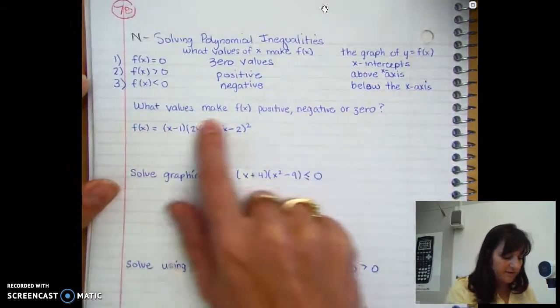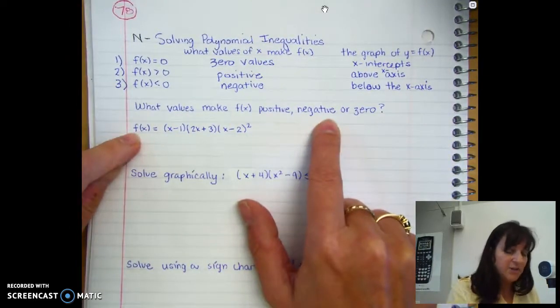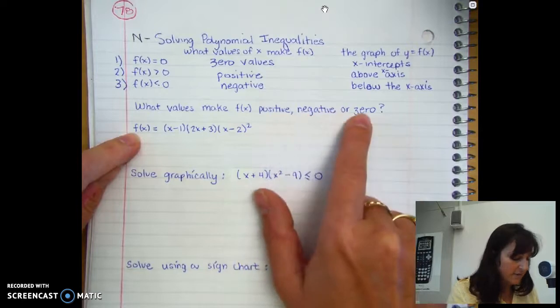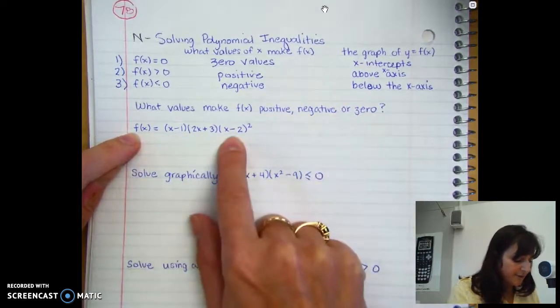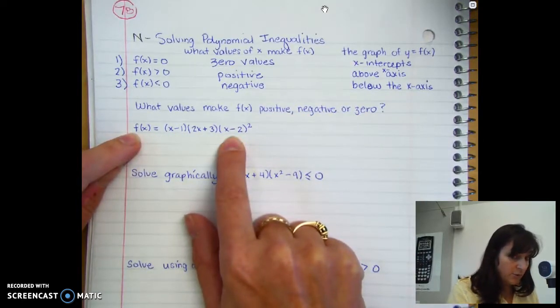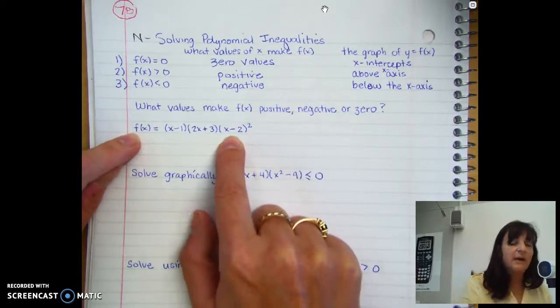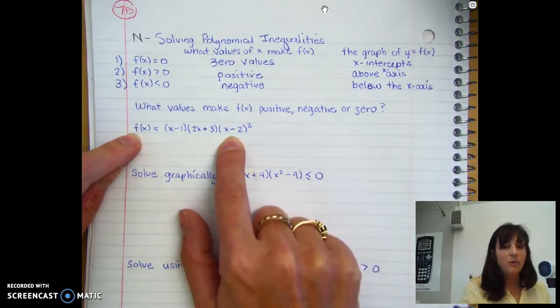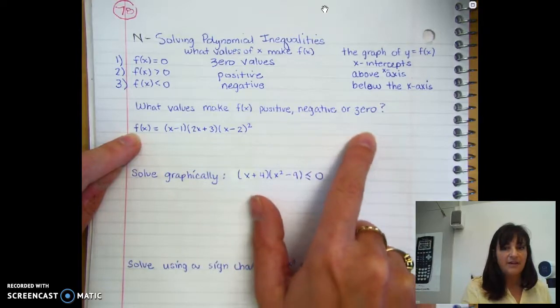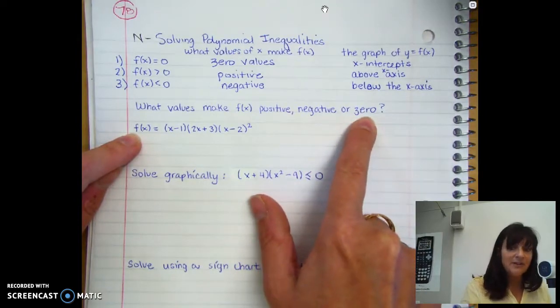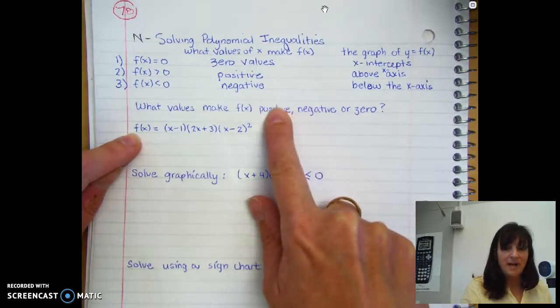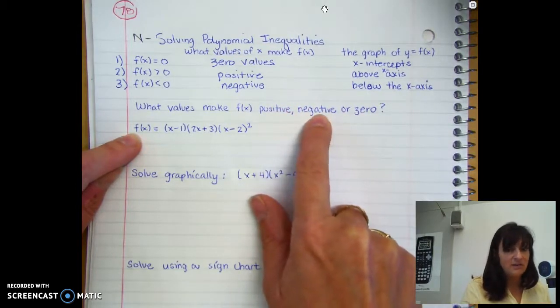So we're just going to start off by figuring out when a given polynomial function is either positive, negative, or 0. And I've given you a polynomial function here that's already in factored form. What we want to do is start off by figuring out the 0 values. Because if we can figure out the 0 values, then we can pretty easily figure out when it would be positive or negative in between those numbers.